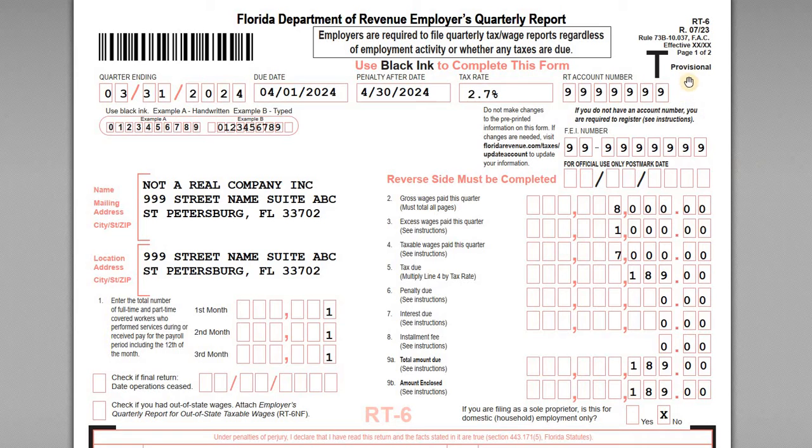Now, if we have a look at the form itself, and we'll go through all of the fields that have to be completed. So we've got the RT account number up here on the right hand side. The tax rate being applied for this quarter is 2.7%, and this is for the quarter ending March 31st, 2024. Now, the due date is anytime during April. If you file after the penalty date, then you're going to have to pay penalties on the late filing and late payment of tax. So you want to make sure that you're filing within 1 month after the end of the quarter. That's the deadline.